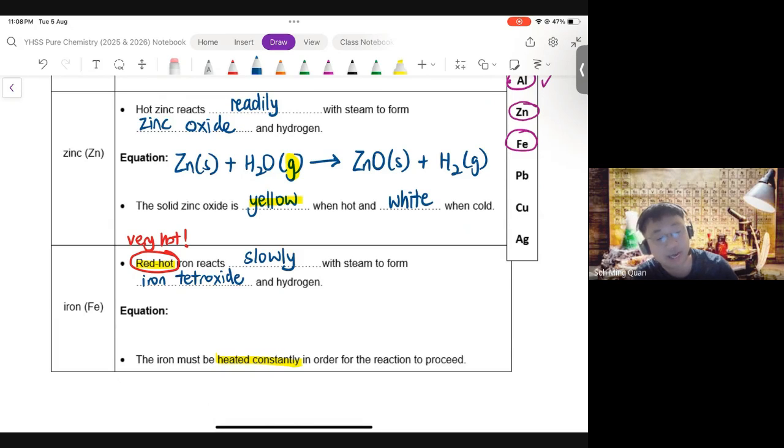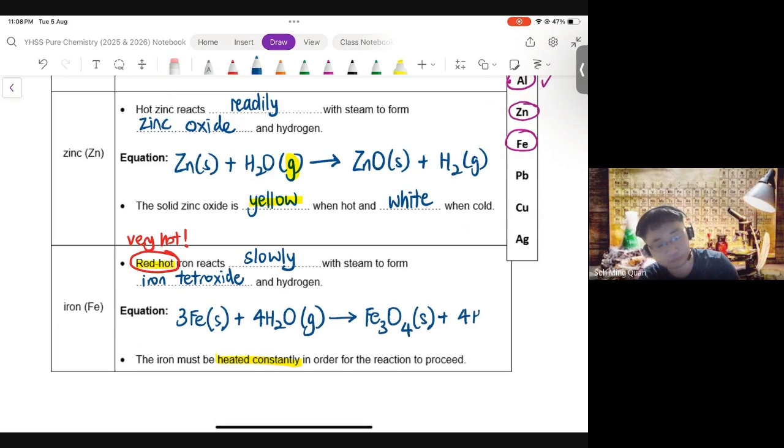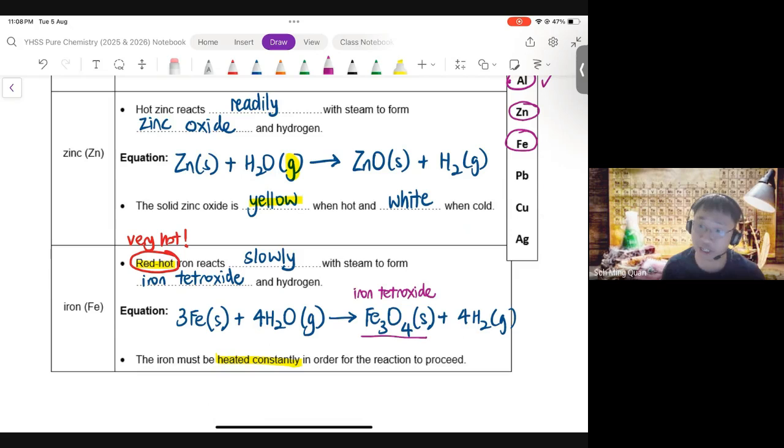Now, what on earth is iron tetroxide? This equation you do not need to know, but I'm including it for extra information. Now, iron tetroxide has the formula Fe3O4. So this over here, Fe3O4, is iron tetroxide, which has an interesting oxidation state for iron. All right, if you were to calculate it, what's the oxidation state of iron in iron tetroxide? It's quite an interesting exercise. I would advise us to try it out.